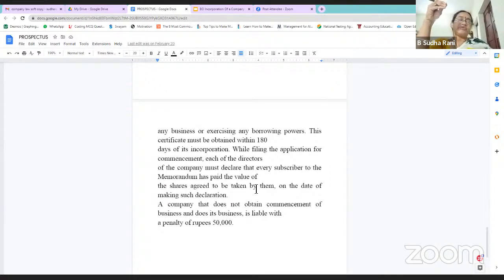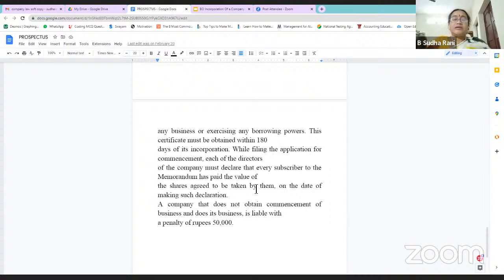And then the registrar will go through these documents, and after his verification, if he is satisfied, he will enter the company's name in the register of public limited companies. Then he will issue a certificate called the Certificate of Commencement of Business. With this certificate, a public limited company can start its business. Generally, obtaining this certificate of commencement of business must be done within 180 days of incorporation.